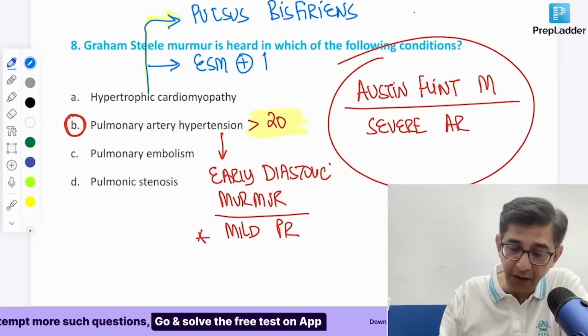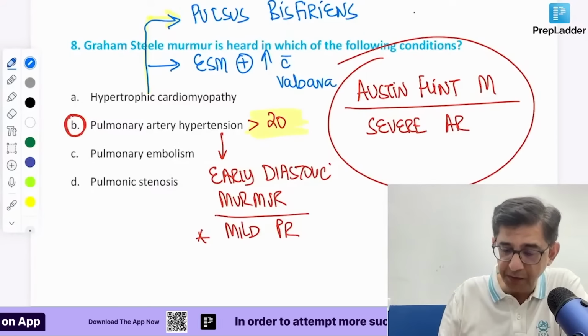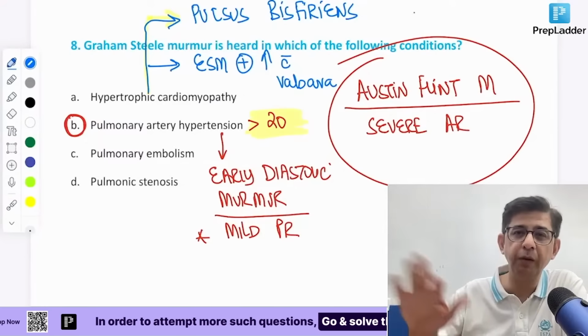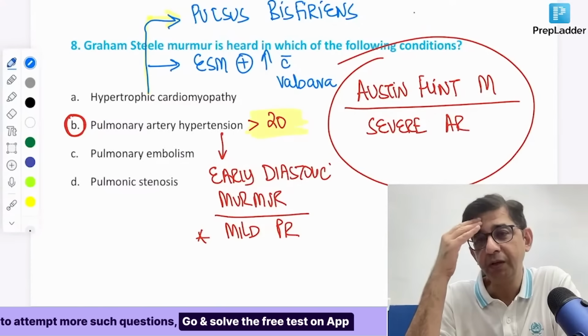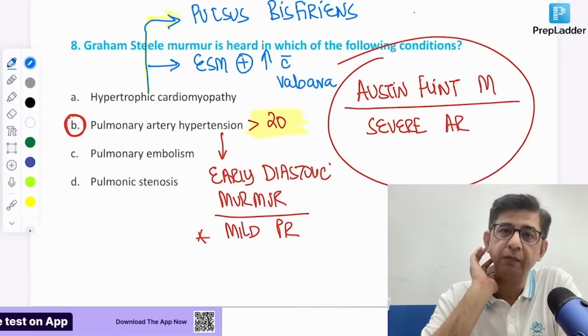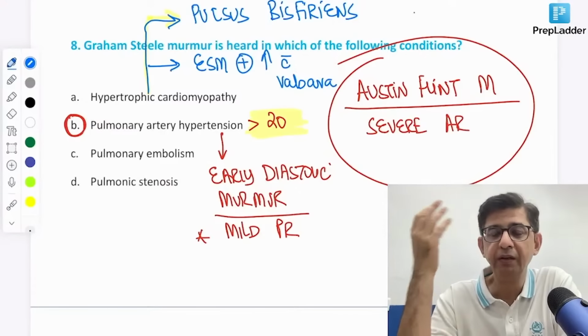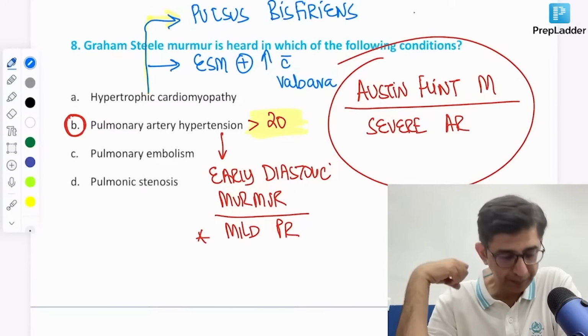This murmur will increase with Valsalva. Normally, with Valsalva, all murmurs will decrease. The only murmur that will increase with Valsalva maneuver is the murmur of hypertrophic cardiomyopathy, where sudden death can occur while the guy is playing football.